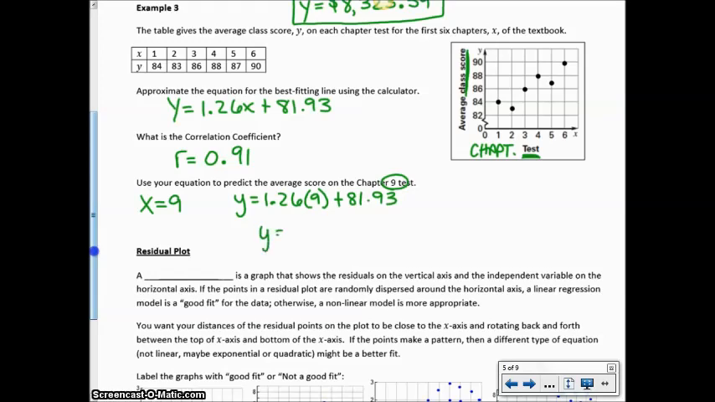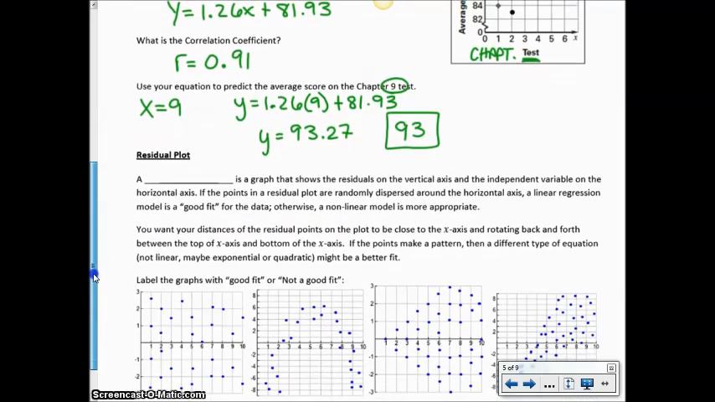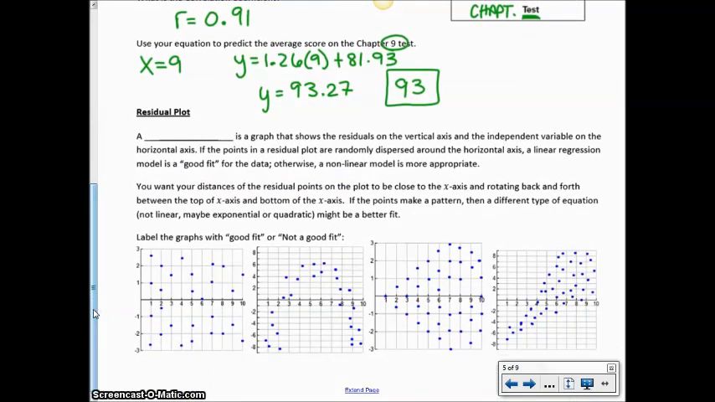Calculate that. And you get 93.27. Okay? So it would basically, like in the grade book, if I saw that, then I would say it was a 93. Okay? Because it says predict the average score. All right, residual plots. Residual plots is a graph. So residual plots goes here.